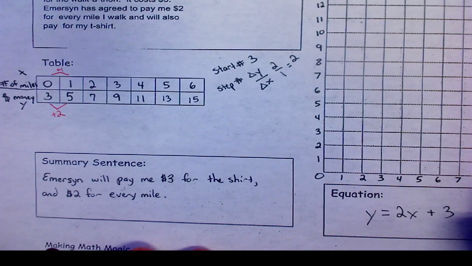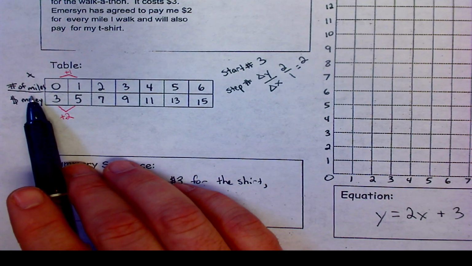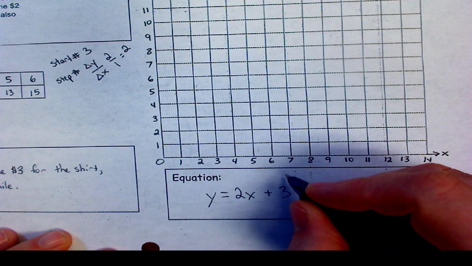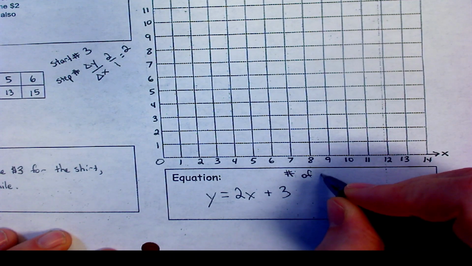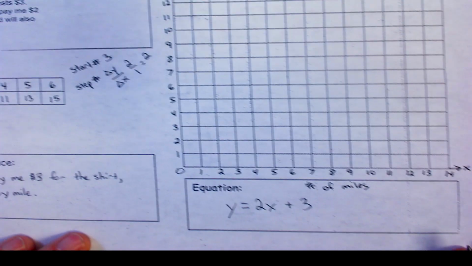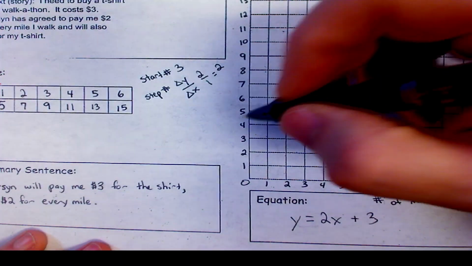And before we start graphing it, let's just go ahead and label what our x's and y's are. Our x's are number of miles. So this x-axis right here is the number of miles. I don't like writing it in this box here, but it's just so close, that's what we have to do. And then our y number is going to be our money. So let's put that right over here.